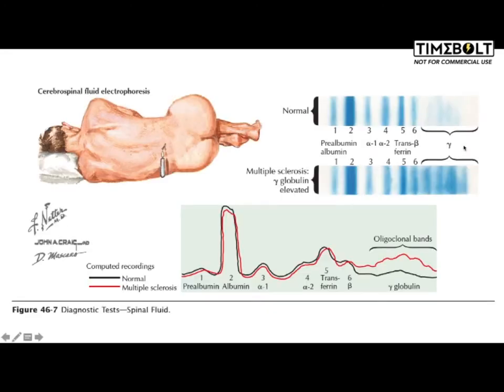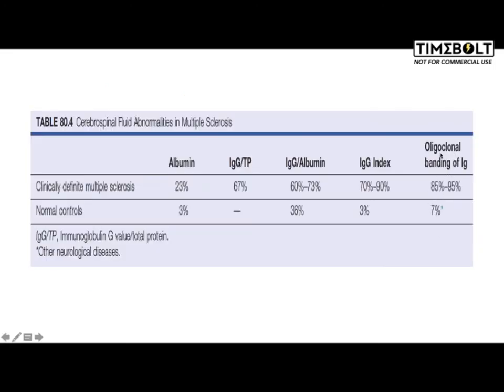CSF examination. The CSF will show gamma globulins, which are oligoclonal bands. They are basically antibodies against myelin basic protein, produced in large quantities against the myelin. But these oligoclonal bands are not very specific for multiple sclerosis, as they can be found in tuberculosis and subacute sclerosing panencephalitis. Although they are very sensitive, being present in 85 to 90%, they are less specific. In normal controls, only a small percent will show them.